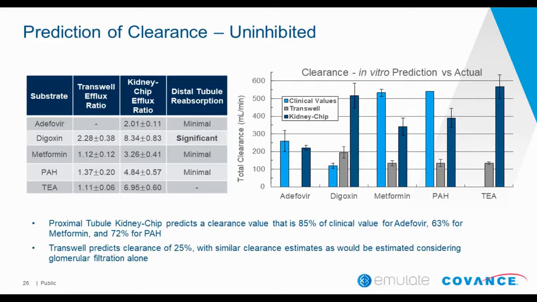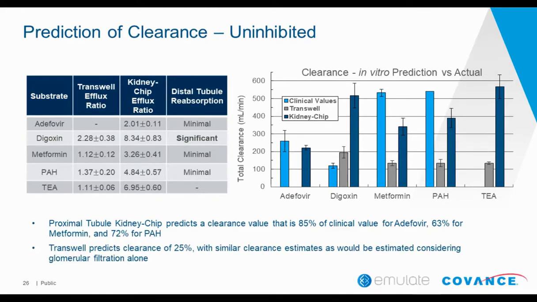So as we look at this, we need to remember that the distal tubular reabsorption is different between the different compounds. So digoxin, while we do see active transport of PGP in the proximal tubule, there is significant reabsorption that occurs within the distal tubule. And that is reflected in the model that we have here, or the actual in vitro predicted clearances versus the actual that are seen in a clinical environment.